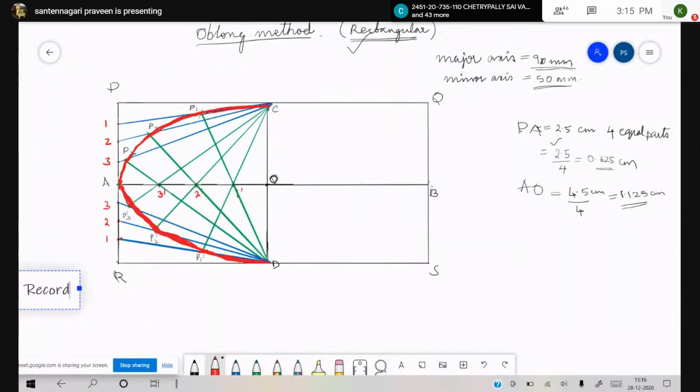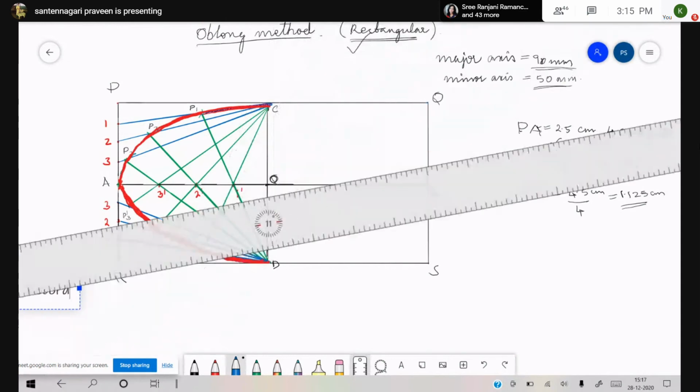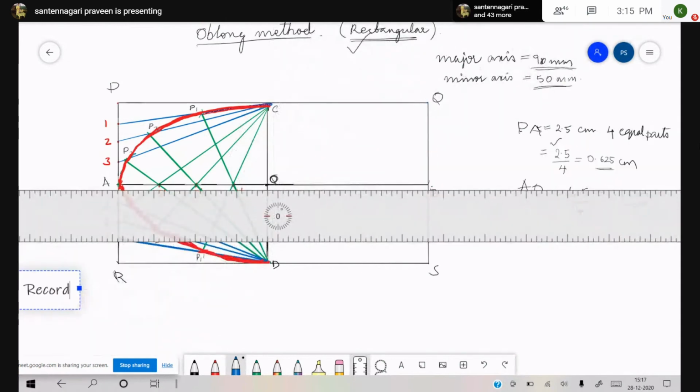Same, sir. How we did for PR, same, we should do with QS. Yes, very nice. So what you have to do is divide your QB into same 4 equal parts, or simply another shortcut. What's the shortcut is, with the scale or your set square, you just measure the points.